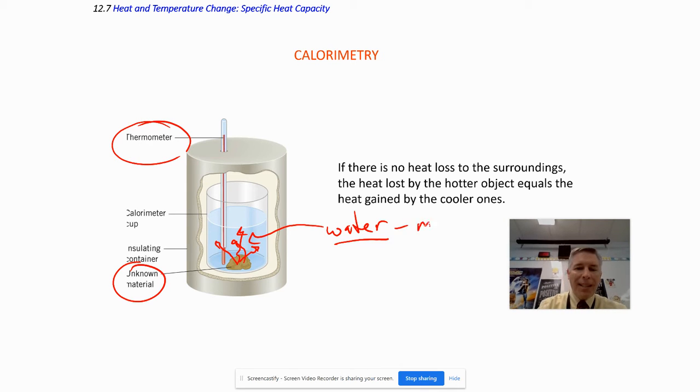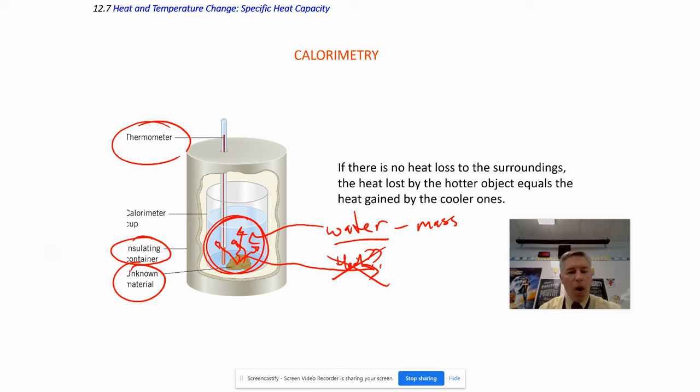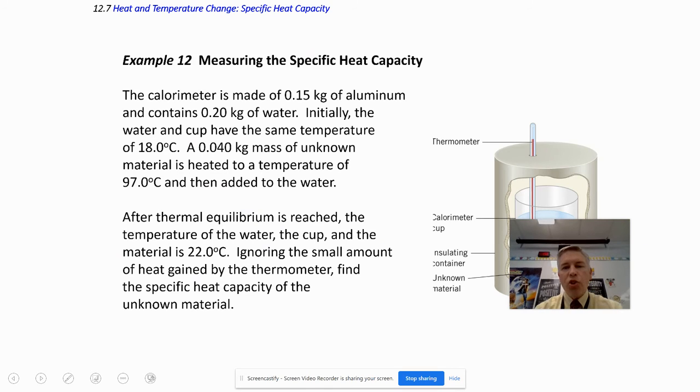If we know the mass of the water, we also know what its specific heat is. The cup is in here holding this, but we also have an insulator because we don't want this heat to get out, because this heat that's actually flowing out, we don't know what that is. So we don't want this to happen. We want the heat to stay contained in this water. That's the idea of it. So let's try an example.